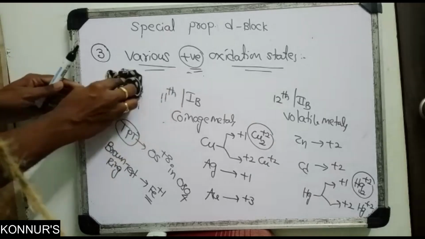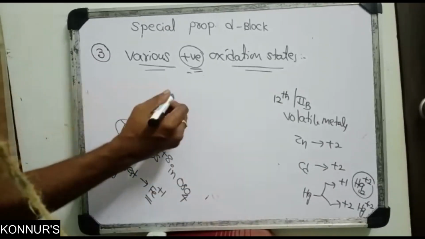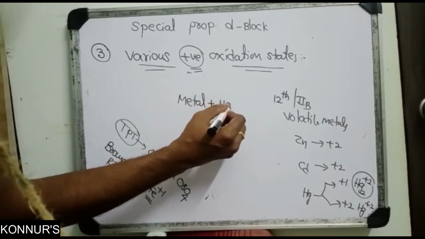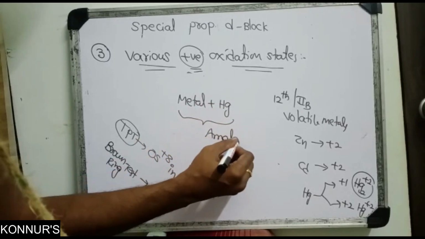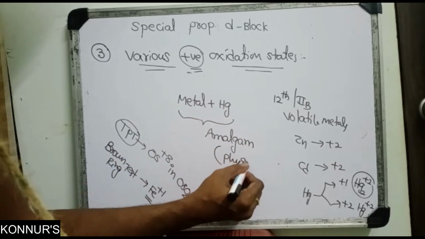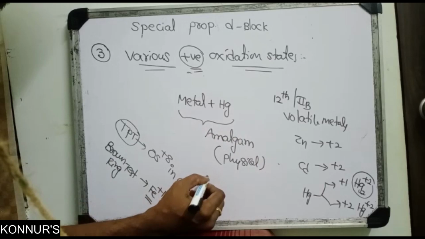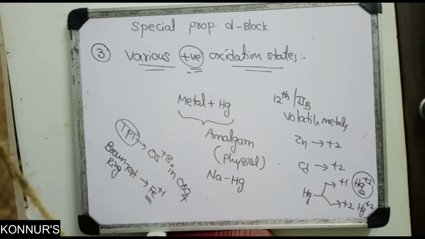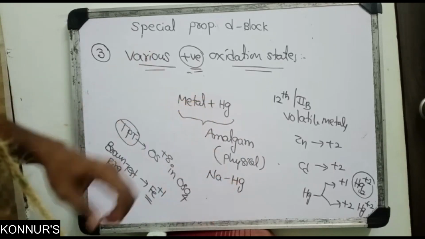Next, another one: if a metal is combining with mercury, that you call an amalgam. See, what is an amalgam? It is a physical phenomenon, not a chemical phenomenon. Suppose sodium amalgam. In the sodium amalgam, what is the oxidation state of sodium? What is the oxidation state of mercury?